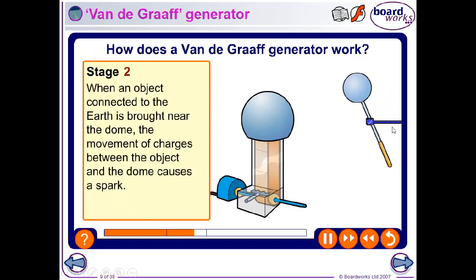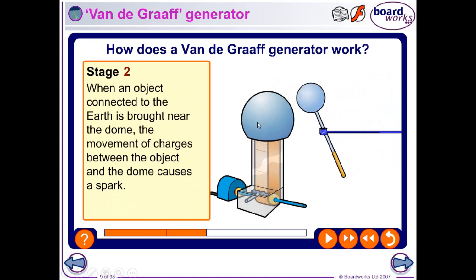If we bring an object that's connected to the earth close to this positively charged dome, and we accumulate a high enough potential difference, we'll get a spark jumping through the air as electrons are brought up from the earth into this sphere, and then jump across into the positively charged metal sphere.